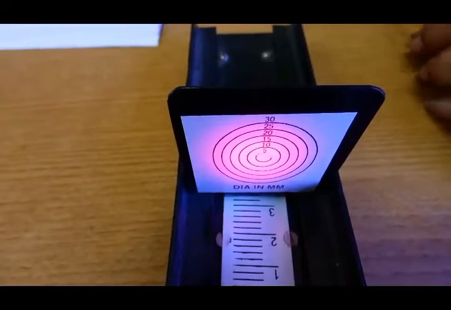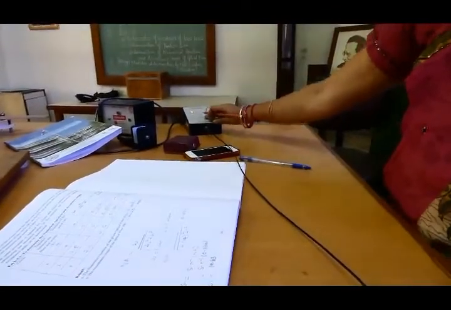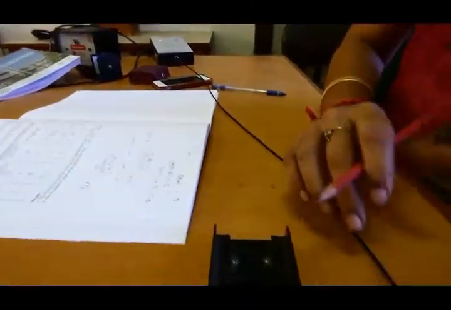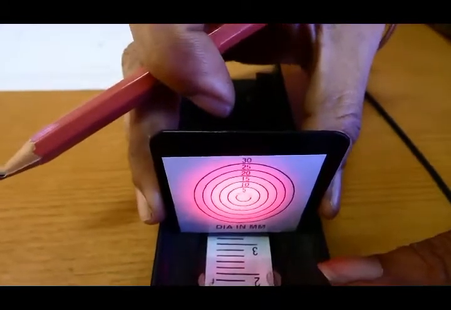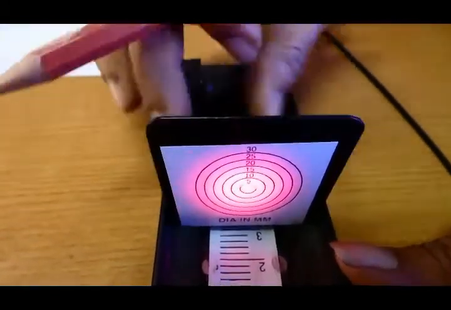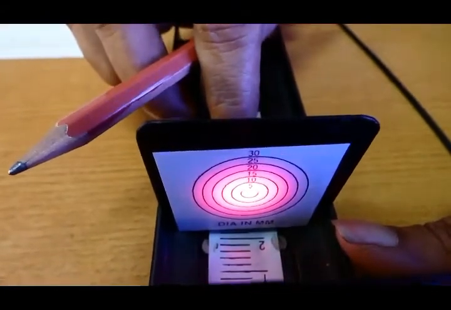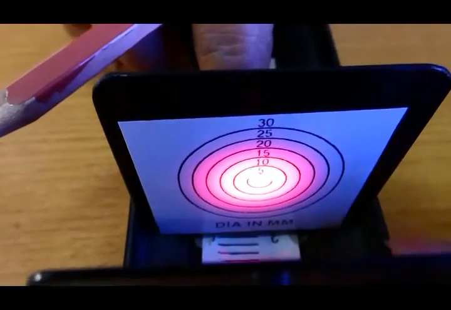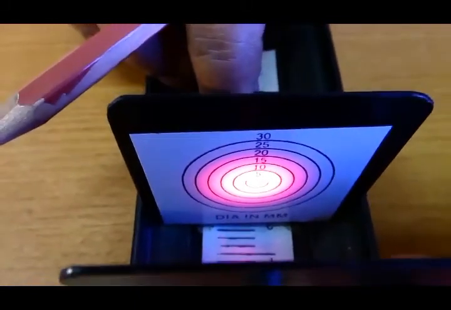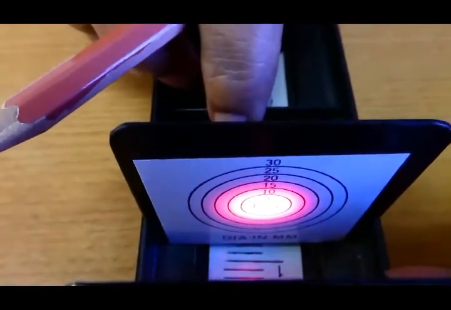To determine the numerical aperture, the optical fiber is connected to the light source, and once the light source has been switched on, the light passes through the optical fiber and is focused onto the measurement jig. Where you have a concentric circle, the light intensity will fall. So you have to adjust the distance of this measurement jig in such a way that at some length the light intensity is fully falling onto the first circle.